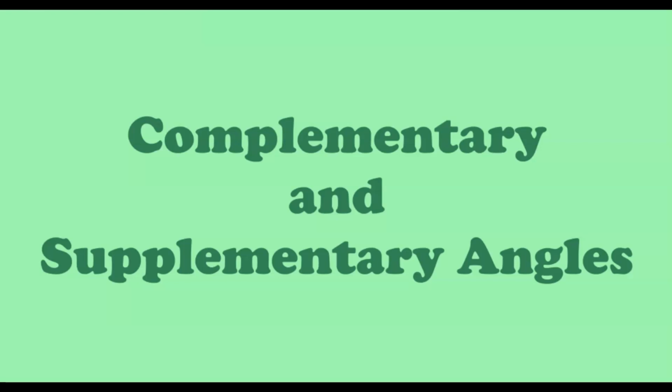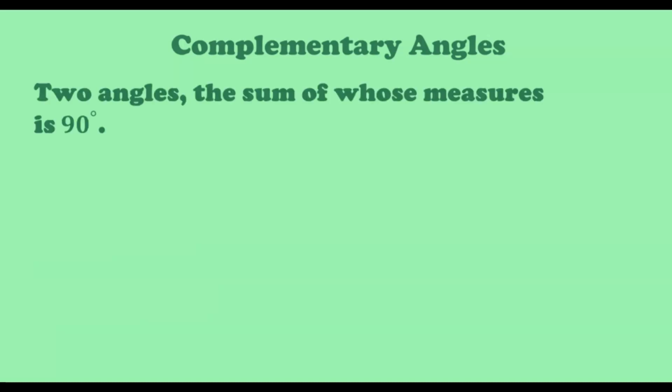In this video, we are going to learn about complementary and supplementary angles. First of all, let us consider complementary angles. Now, complementary angles are two angles, the sum of whose measures is 90 degrees. For example, consider the angles 30 degrees and 60 degrees. If we find the sum of these two, then we end up with 90 degrees. And because of that, we can say that 30 degrees and 60 degrees are complementary angles.